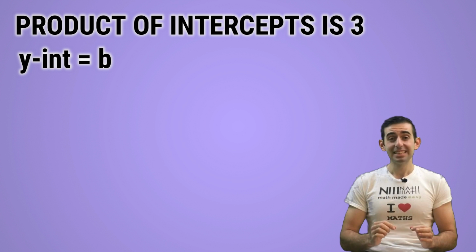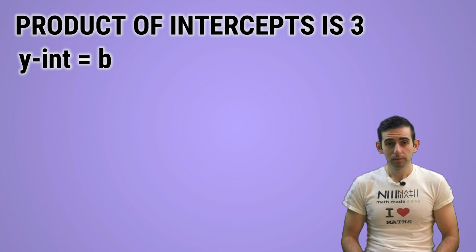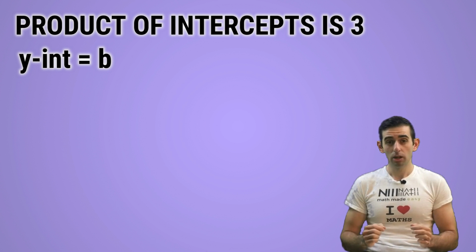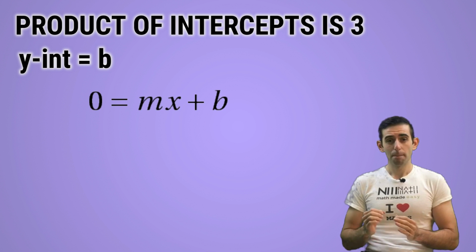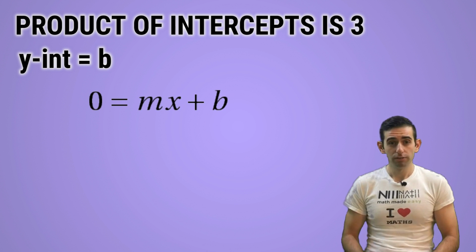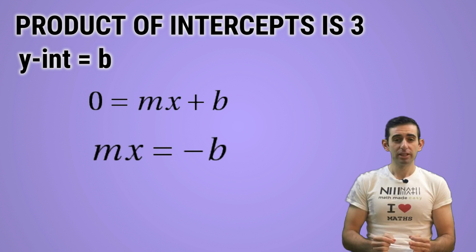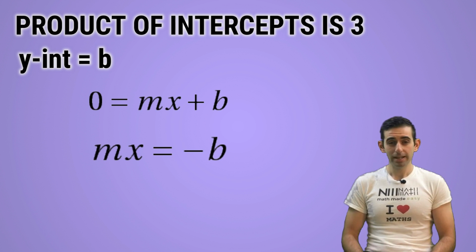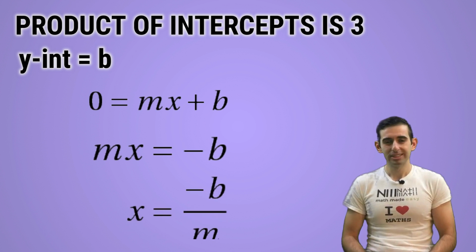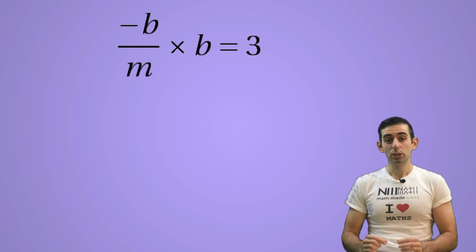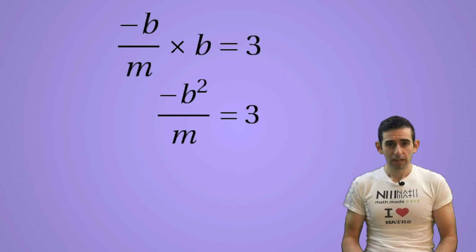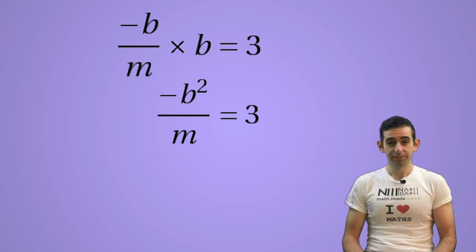Now to get the x-intercept, we just let y = 0. So 0 = mx + b, and now we solve for x. Just take b to the other side, mx = -b, divide by m, x = -b/m. So the product of the x and y intercept equals 3 means (-b/m) times b equals 3, which simplifies to -b²/m = 3.